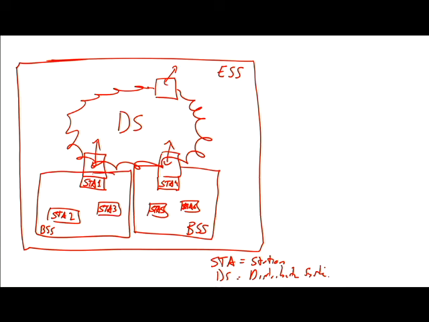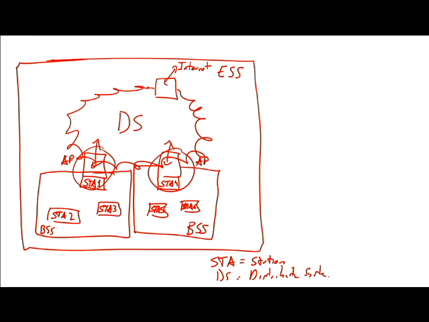Okay? And that we can connect multiple BSSs through this distribution system to form this ESS, which is still connected, let's say, to the internet through this guy here. So what happens is we have these multiple access points. So this is essentially our access point.